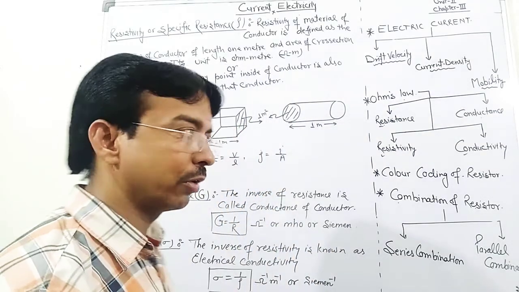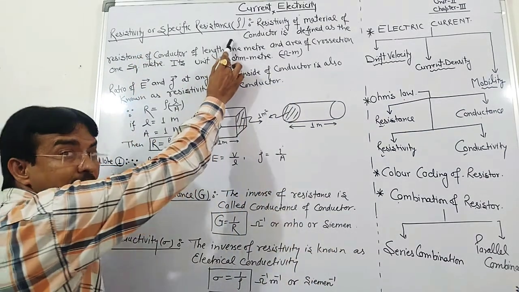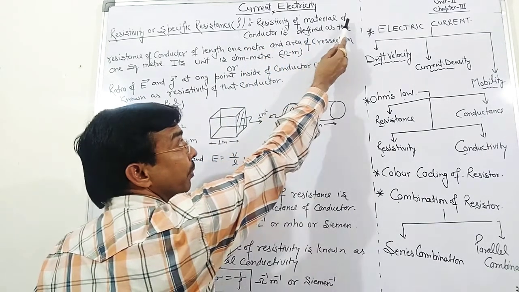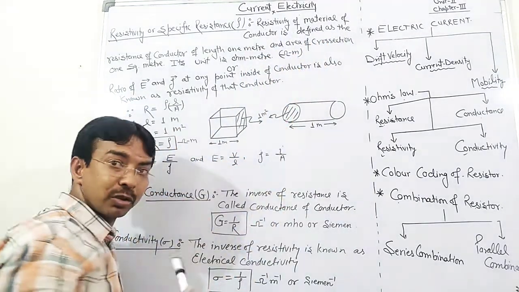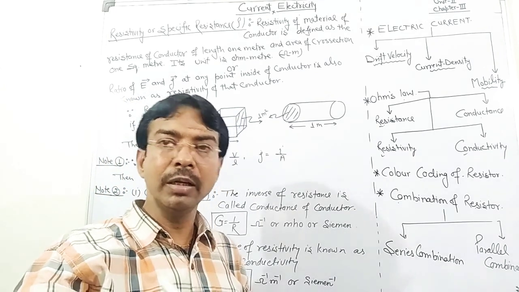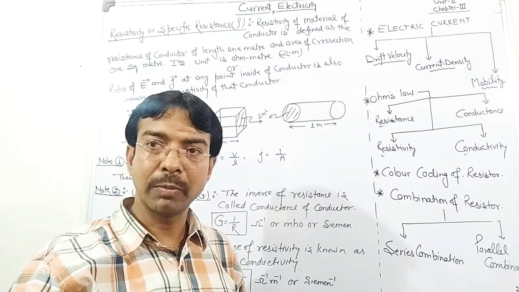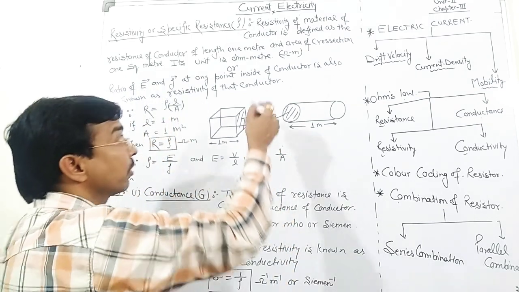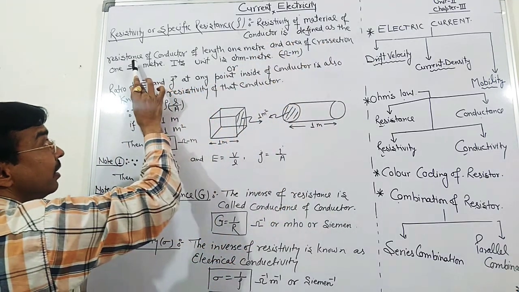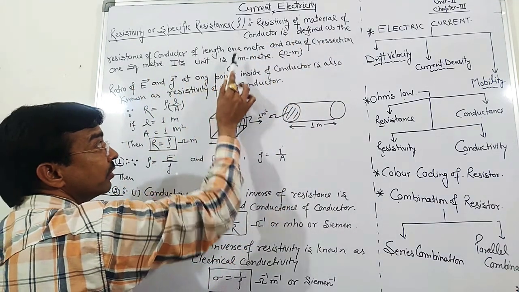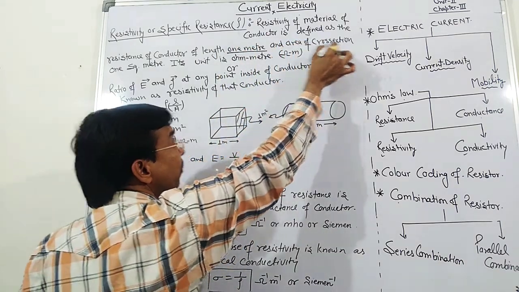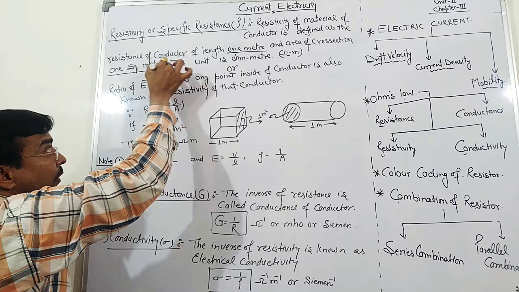तो फाइनली आई वांट टू टेल यू, here resistivity or specific resistance is given, and in that particular condition, resistivity of the material of a conductor, resistivity is the specific property of the material. अगर material change कर देंगे, resistivity of that particular material will be changed. So in that condition, resistivity of the material of a conductor is defined as the resistance of the conductor of length 1 meter and area of cross section 1 square meter.